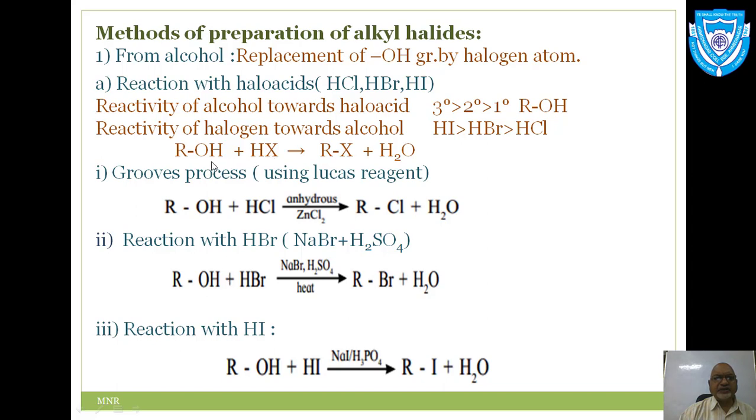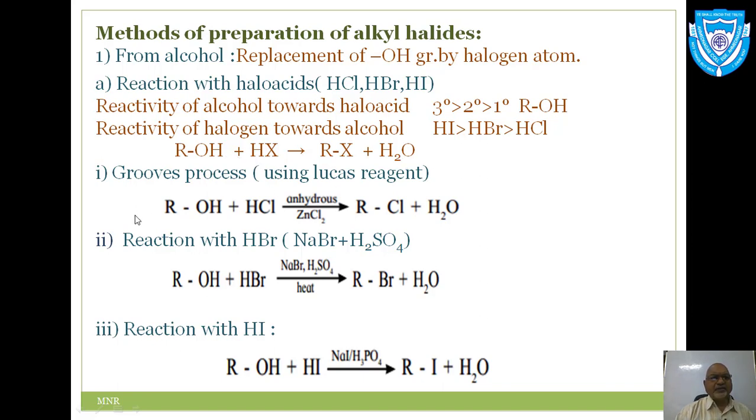If you see here, this R is connected to hydroxyl, but in the product, the OH has been substituted by X, that is halogen, and RX is the alkyl halide in general, and the byproduct is water. How are we getting water? OH plus this H becomes H2O.